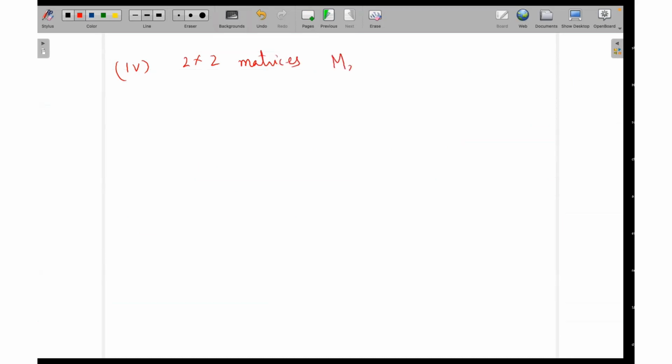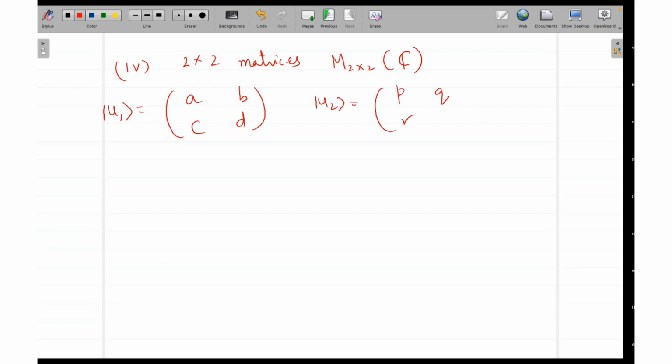And I call it, let's say, M2 cross 2, and I am going to put it over a complex number space now. Let's say A, B, C, D as a general 2 by 2 matrix, where each of these A, B, C, D can be a complex number. And of course, I can define my U2, P, Q, R, S, which still belongs to the same space. Each of these P, Q, R, S is a complex number.